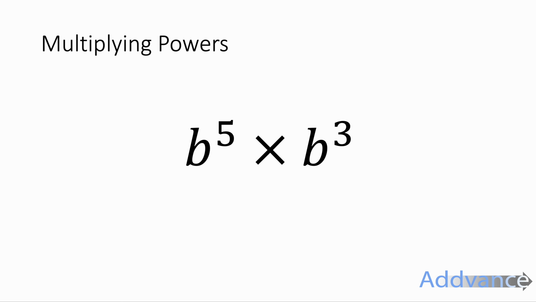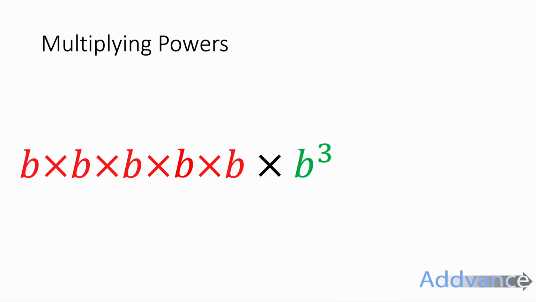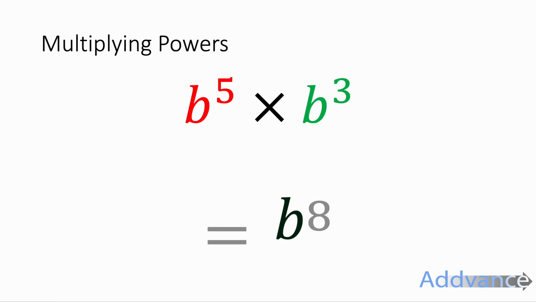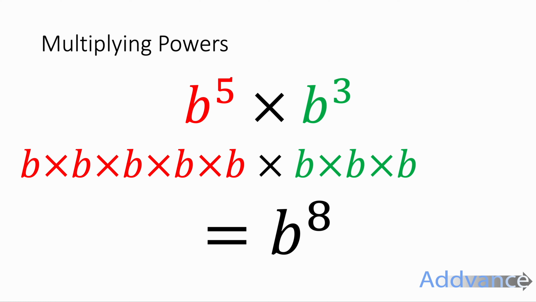Now, we're going to look at multiplying powers. So what do you think b to the power 5 times b to the power 3 is? Well, let's write it out in full. B to the power 5, we're going to write that as b times by itself 5 times. And b to the power 3 will be b times by itself 3 times. So how many b's do we have? Well, count them up. We have 8 b's multiplied together. That's b to the power 8.